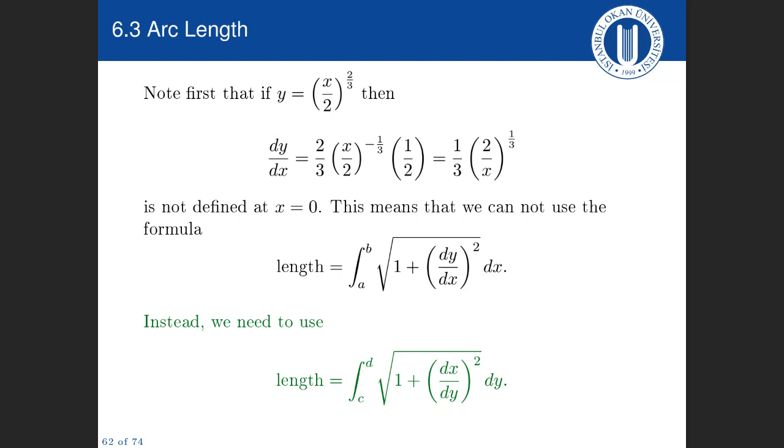From where do we get 1 over 2? From where does this one come? It comes from the chain rule. When we differentiate this, we get 2/3 down the front, x to the power minus 1 over 3 multiplied by d dx of x over 2. And d dx of x over 2 is 1 over 2.